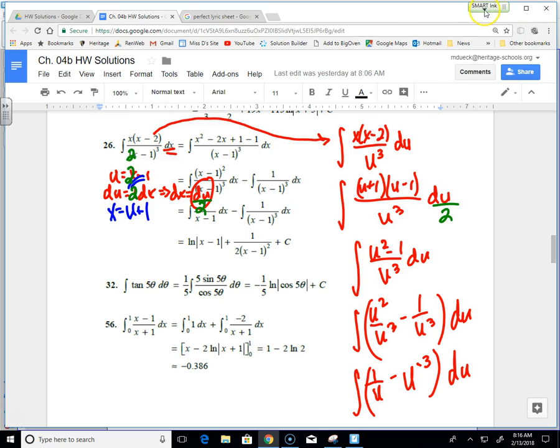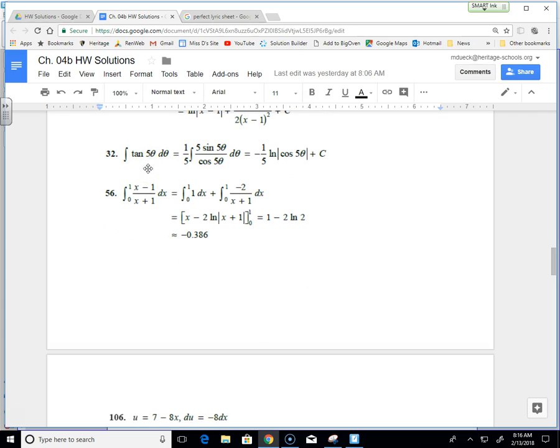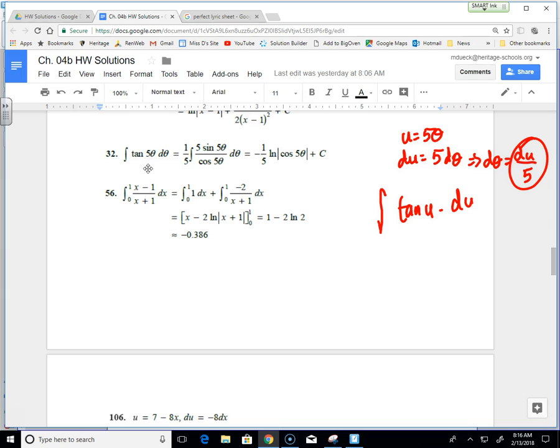Number 32, you guys can already see. Why is it 1/5? Ah, you forgot your u. U is equal to 5 beta, right? What would du equal? 5. And d beta would then equal du over 5. So we had to plug in for my integral. The integral of, what did we end up making? Oh, we could have just done it that way. Tangent of u times du. I can put the 1/5 in front, right?